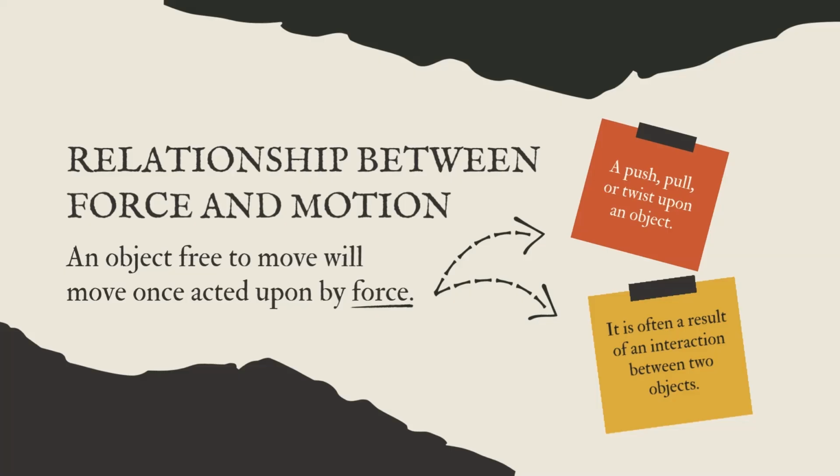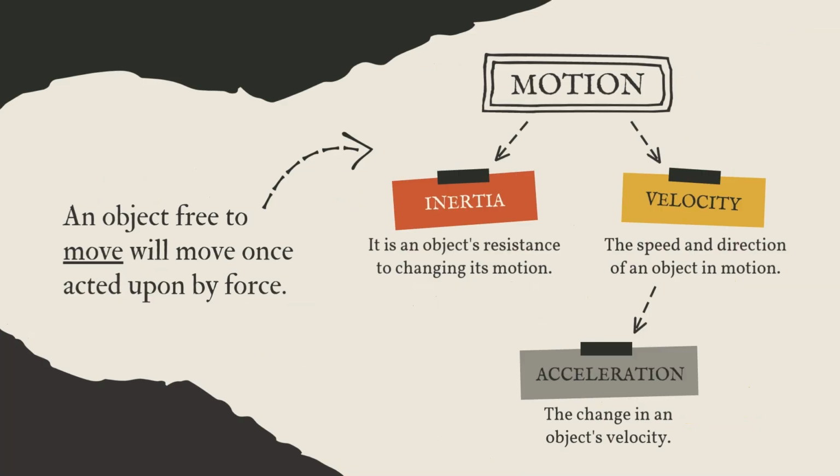Relationship between force and motion. An object free to move will move once acted upon by force. A force is a push, pull, or twist upon an object. It is often a result of an interaction between two objects.